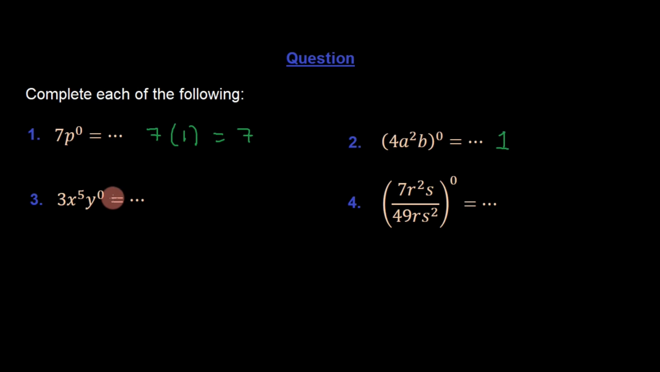In number 3 here, the power of 0 applies only to the y. So it's going to be 3x to the 5 times 1. y to the 0 being 1. And this of course is 3x to the 5. In number 4, we once again have brackets. So everything inside the brackets must be raised to the power 0. We don't even have to simplify inside the brackets first. This is simply going to be 1.